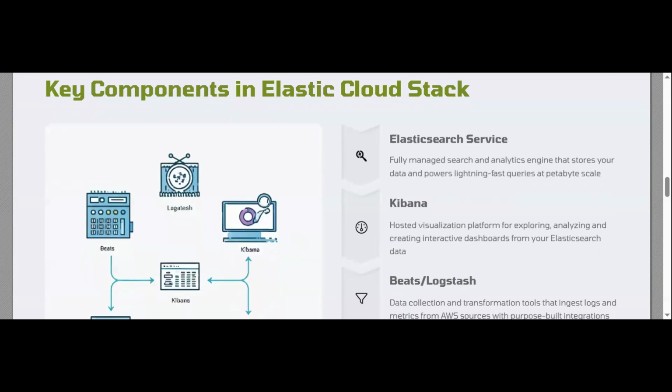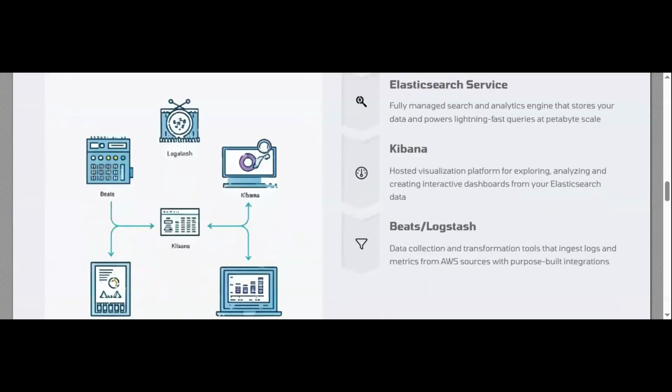Key components. Finally, the key component is Elasticsearch. Mainly, it's a fully managed search and analytics engine that stores data and powers lightning fast queries at petabytes of scale. Next, Kibana, a hosted visualization platform mainly for exploring, analyzing, and creating interactive dashboards from your Elasticsearch data. We can use it mainly for visualization.